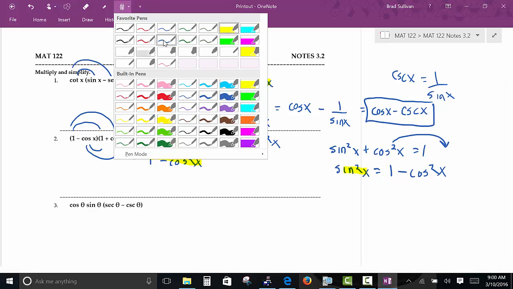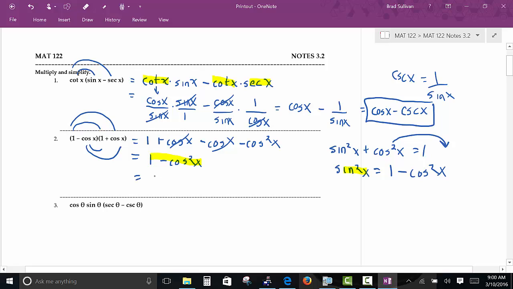And again, you've got to be brave on these problems. You just got to try stuff. There's more than one way to do that. You also could have moved the sine to the other side and done a substitution, and you would have gotten the same answer.